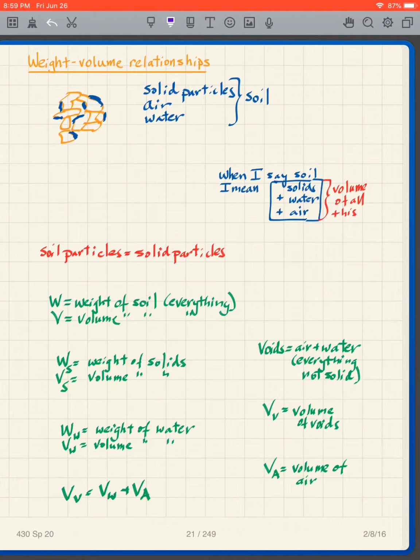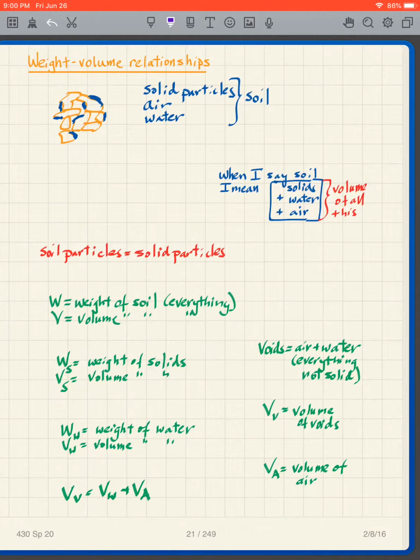So in other words, when I say soil, I mean the solids plus water plus air. And when I say the volume of the soil, I mean the volume of all of that: the solids, the water, and the air. Now, sometimes I'll say soil particles, sometimes I will say solid particles. Those are the same thing.